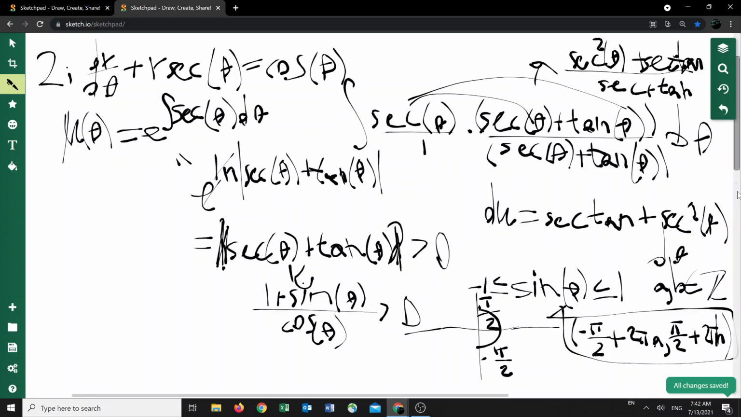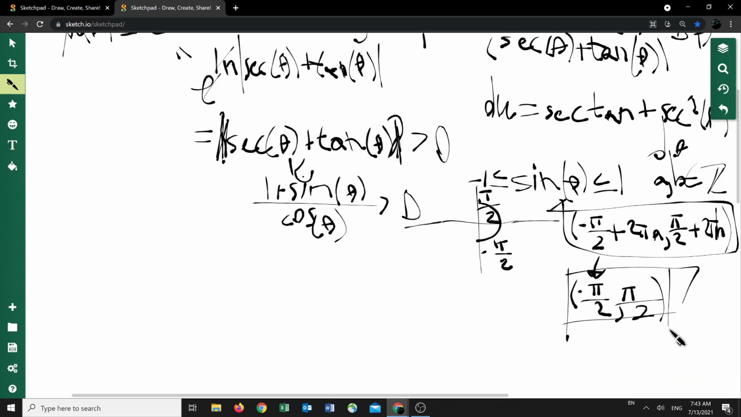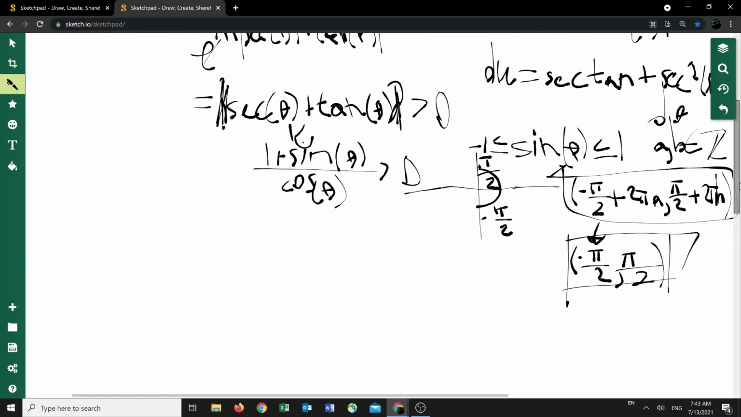Again, the interval of definition would just be one of these. I'm not 100% sure, but it probably depends on what class you're in. Usually you would just take one of these, so negative pi over 2 to pi over 2 would suffice.